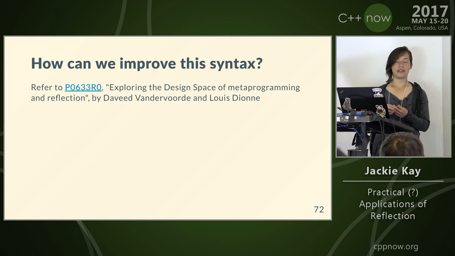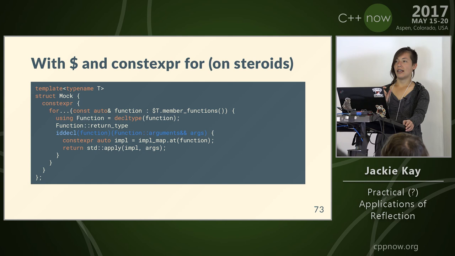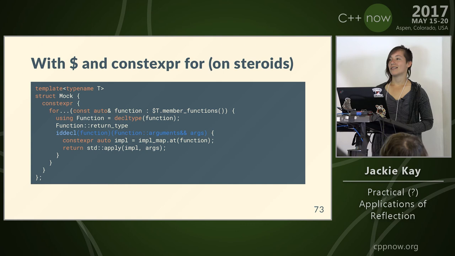So this is maybe a cleaned up version, but it's still a bit odd because we have a constexpr for in a struct declaration. I don't know if that's a part of your proposal, but being able to have a constexpr block and a for within a struct definition context. Yeah. Oh, cool. Well, that's one of the things we explored. Yeah.